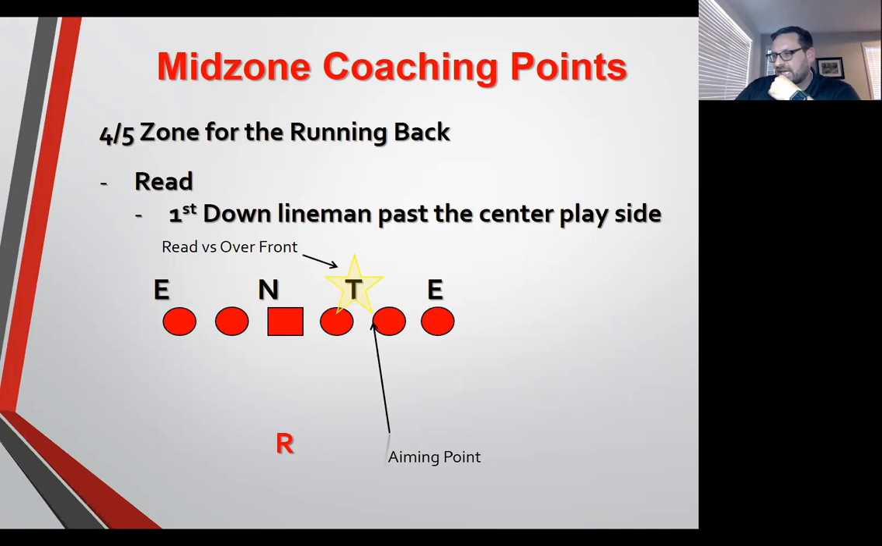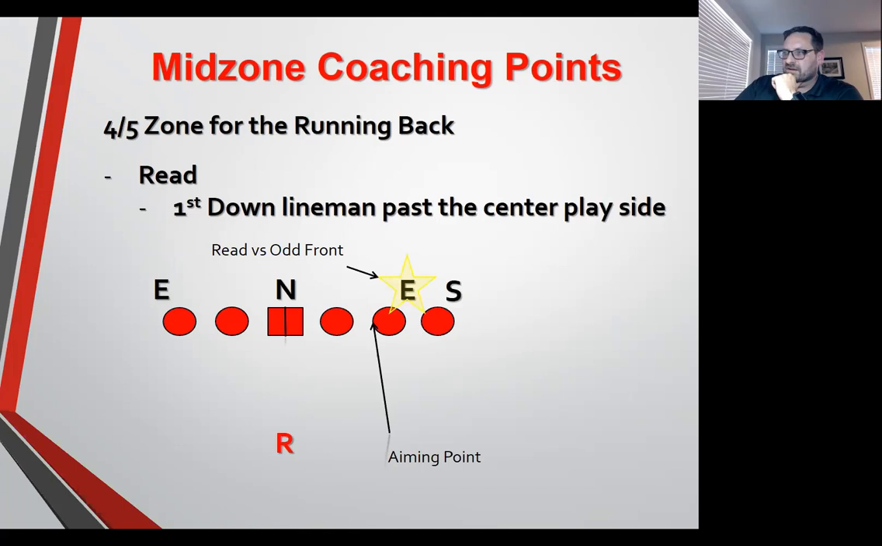Okay. And then, in an odd front, I do teach that it's the first down lineman past the center, so I don't have him read the nose, just so we create width and we don't find ourselves getting too tight on it, so we end up marrying up with our O-line's path, because that front side guard is going to travel to try and help out the tackle. So we don't want that Mike front side to trigger. And if we don't have the right path with our running back.